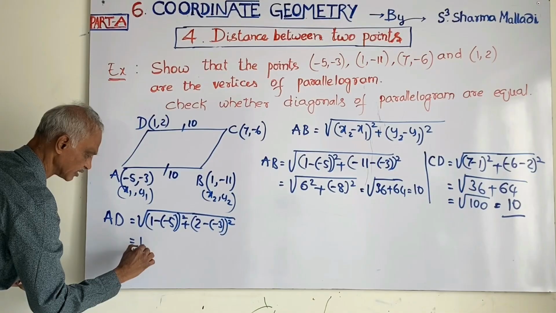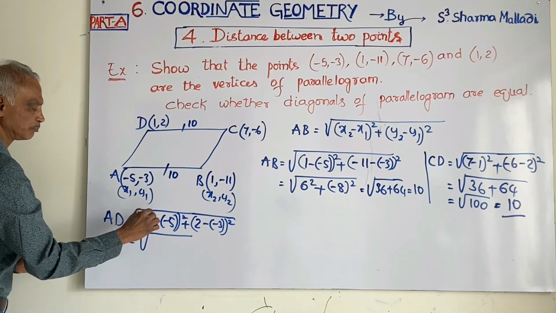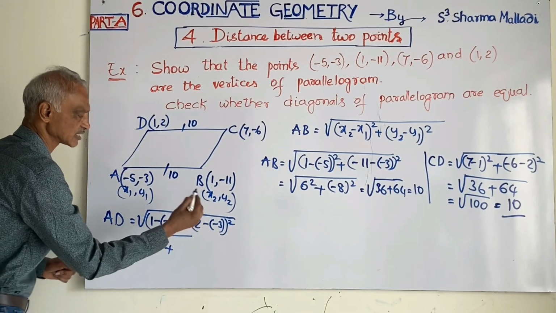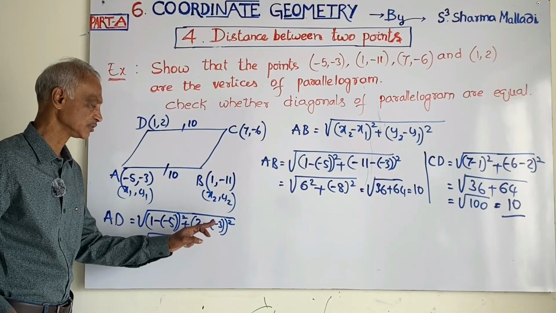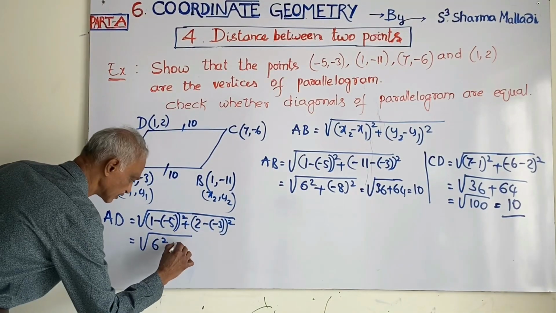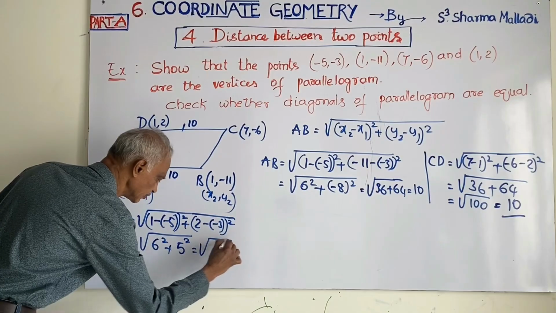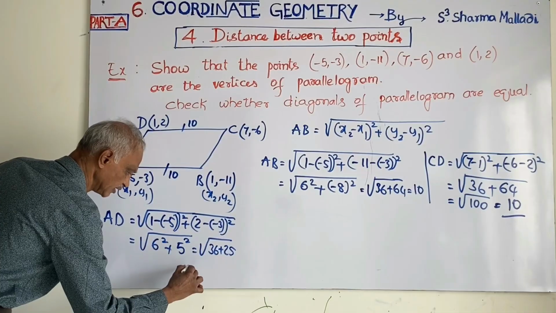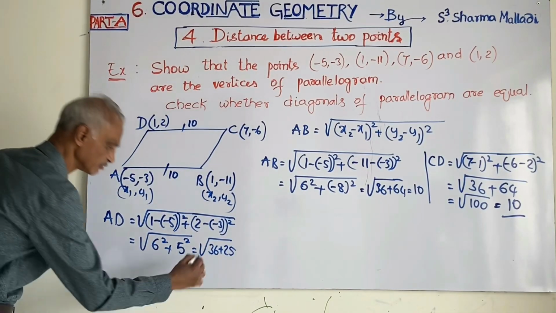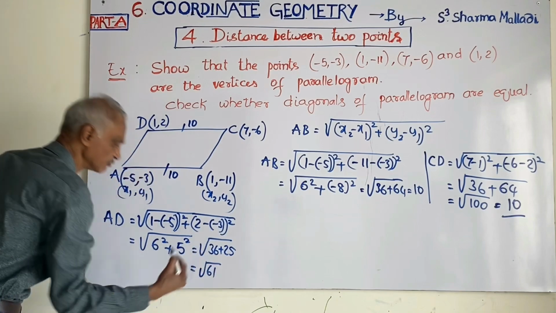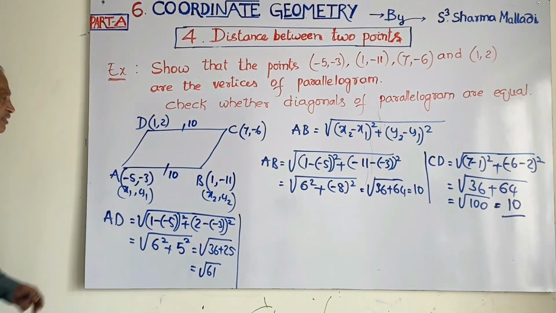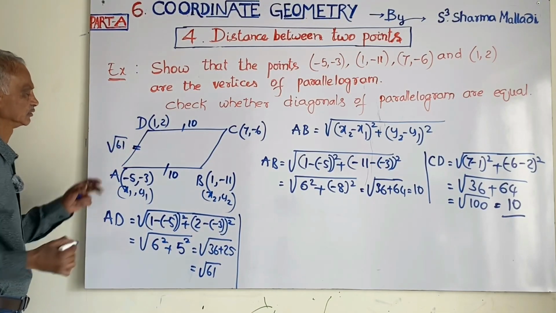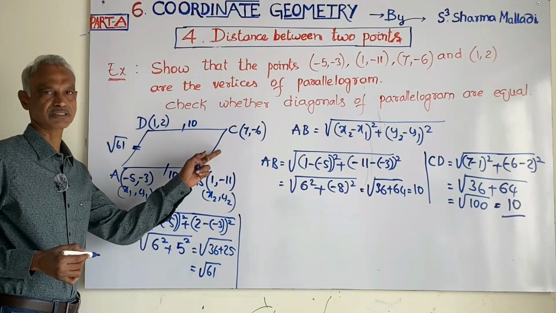This is equal to 1 plus 5 whole square means 6 square, plus 2 minus of minus 3, minus into minus plus, 2 plus 3, 5 square. You take 5 square, square root of 36 plus 25. You will get 36 plus 25, that is root, you will get 61. Now we will find the distance between, this is root 61. This is root 61. This must be root 61.